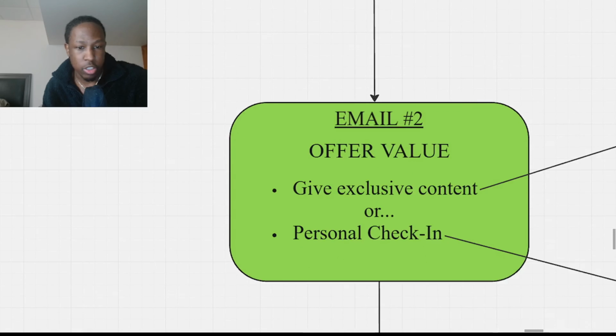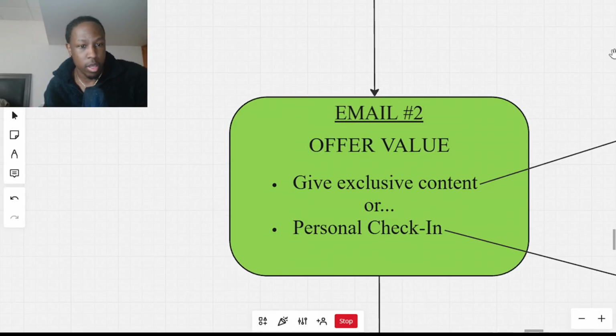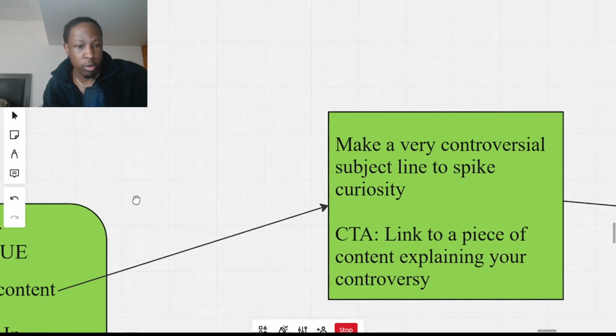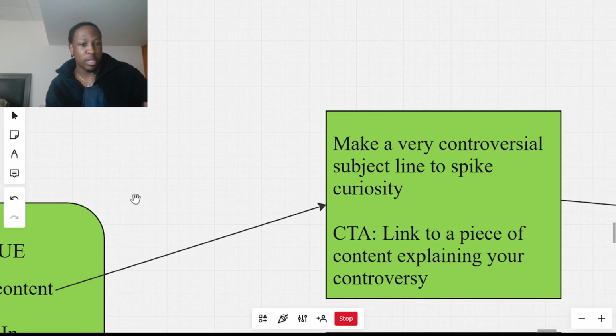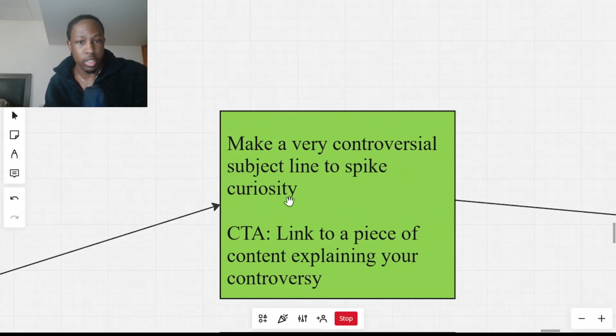For the second email that you're going to send automatically, offer some value real quick, okay? Give exclusive content or a personal check-in to them. So for example, if you want to give some exclusive content, you can do something like this, okay? Mix a very controversial subject line to spike curiosity, and then a CTA with a link to a piece of content explaining your controversy and reasoning it, right?